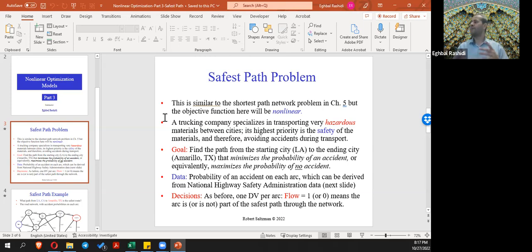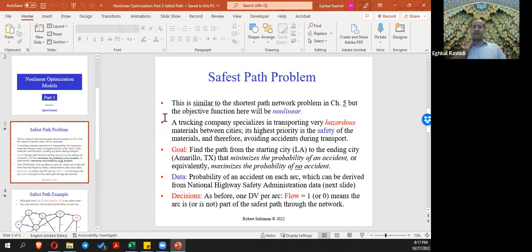So based on those, the values on our network of roads between cities are not going to be the time from getting from A to B or the length or the mileage between two cities. They're going to be the probability of how safe or how unsafe they are. Okay, and this problem is called the safest path, and it's actually nonlinear.